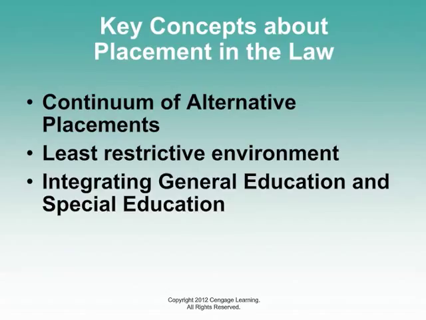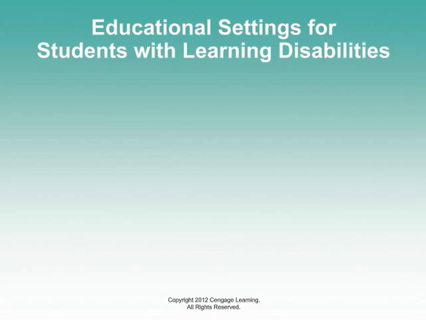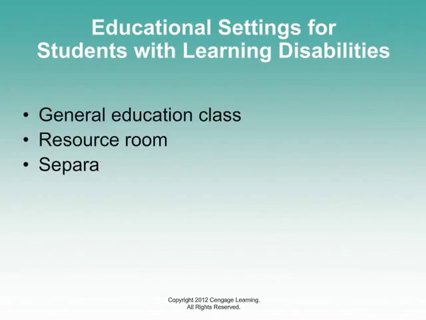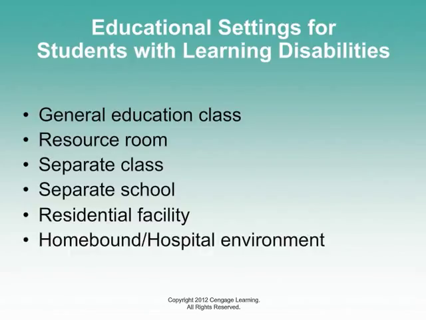Key concepts about placement in the law. You read about least restrictive environment and the guidelines for effective inclusion. Educational settings for students with disabilities can be the general education class, the resource classroom, a separate class, separate school, residential facility, or homebound or a hospital environment.